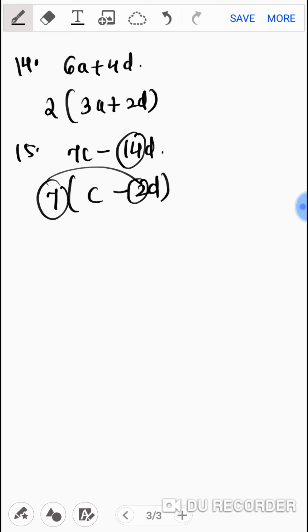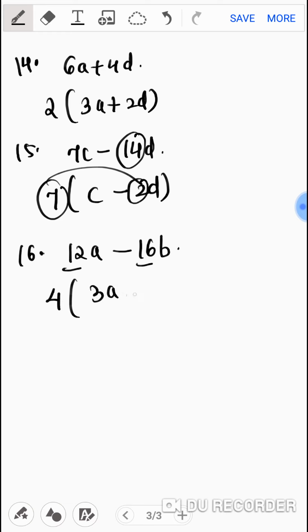Usually the brackets are given and you open up the brackets for expansion. Here you have to put up the brackets for factorization. Last 16th is 12a minus 16b. My dear kids, 12 and 16, you can take which? You can go for 4, the highest factor. Yes, it will be 4 bracket 3a minus 4b. So that's the answer. Clear?